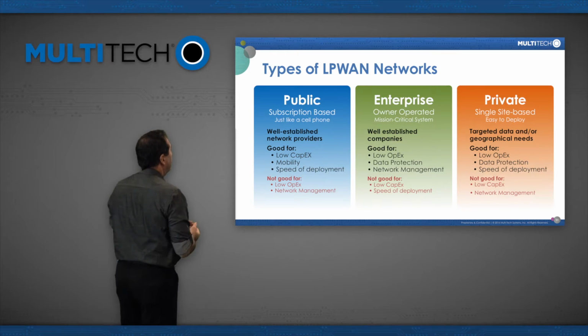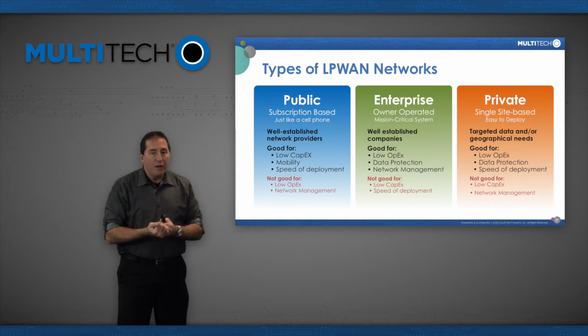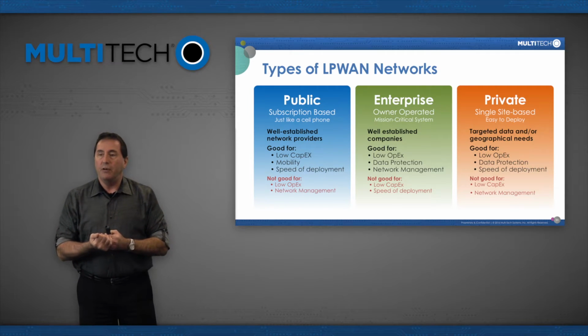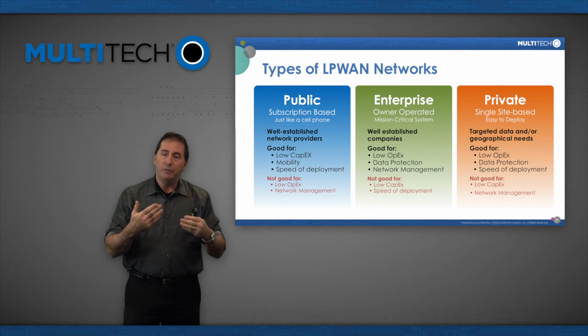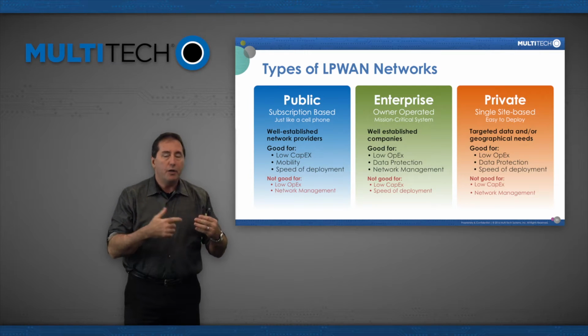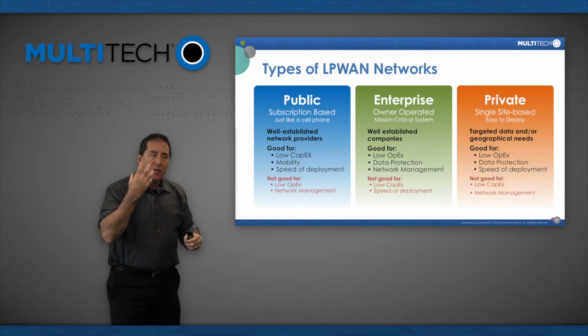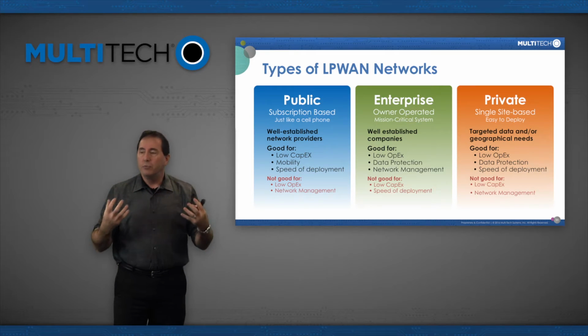So the middle one is the one that we're seeing a lot of growth in. Probably, well, the vast majority of the customer contacts we come into right now are enterprise level networks. So what is an enterprise level network? It's a large private network, essentially.